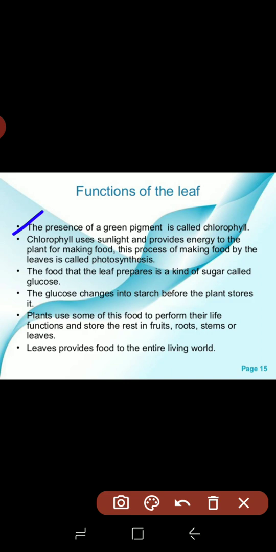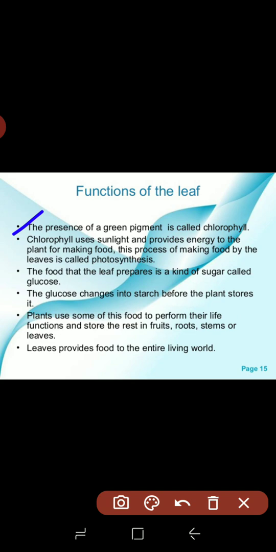For example, the banana plant stores its food in the bananas, in the fruits. That's why we can eat its fruits. For example, in carrots, the plant stores its food in the roots.